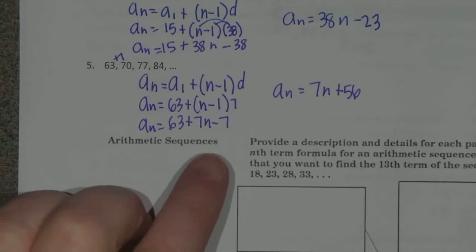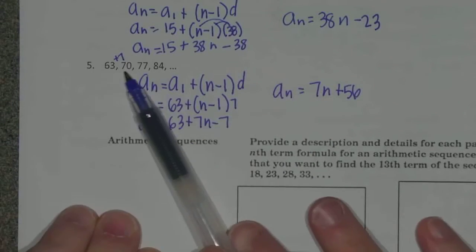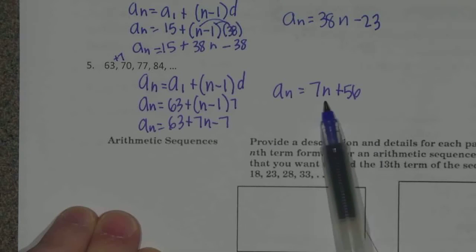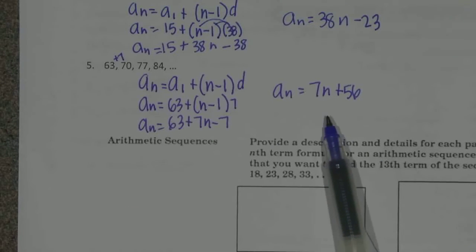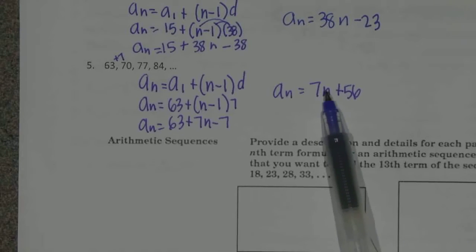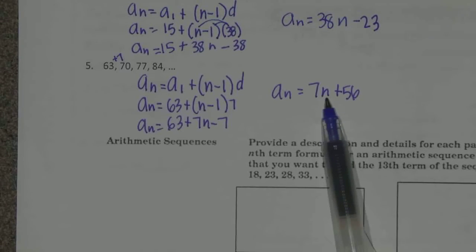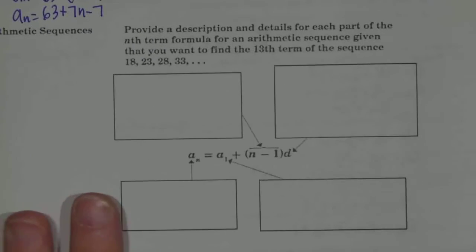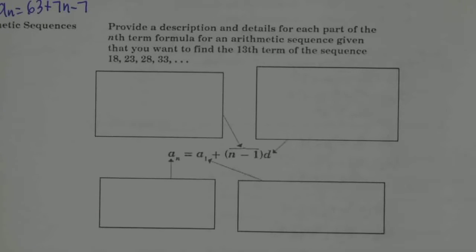All right, so our equation for any term of this sequence would be 7n plus 56. So again, if I want to know the 300th term, I would substitute 300 in for n. Okay, this says provide a description and details for each part of the nth term formula for the arithmetic sequence, given that you want to find the 13th term of the sequence.